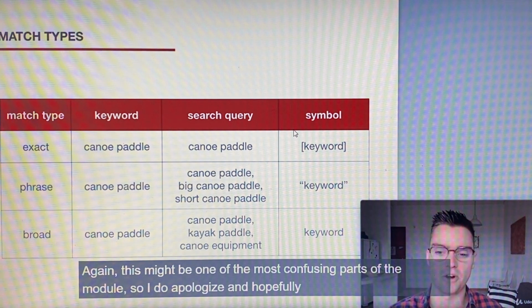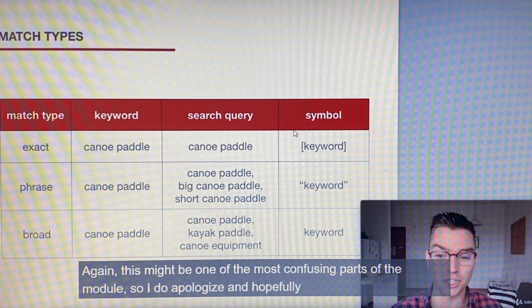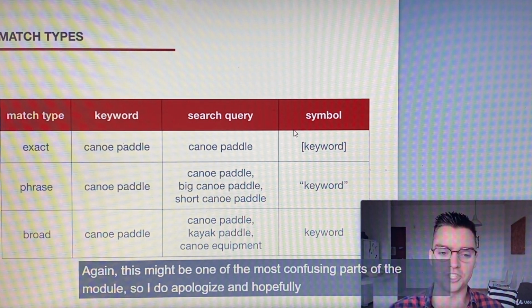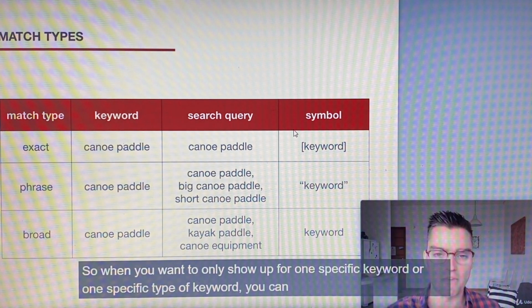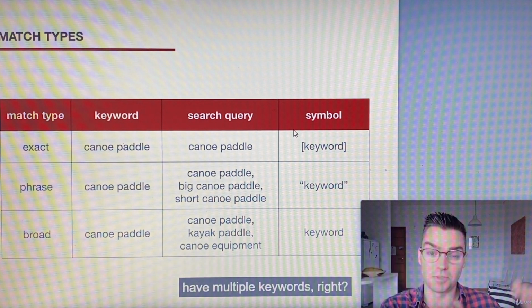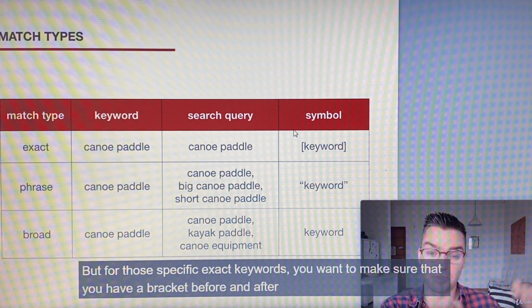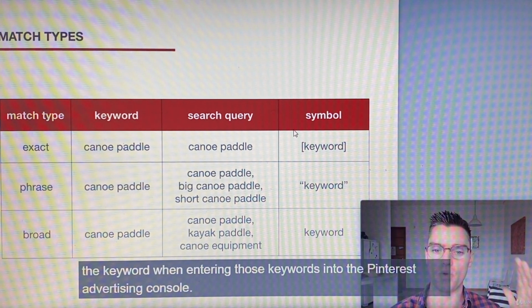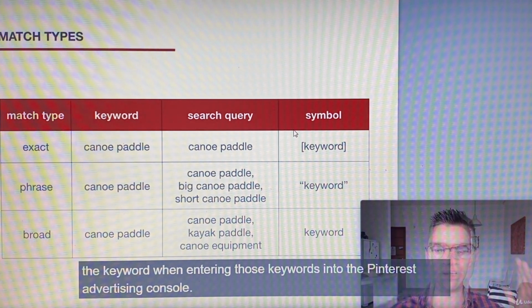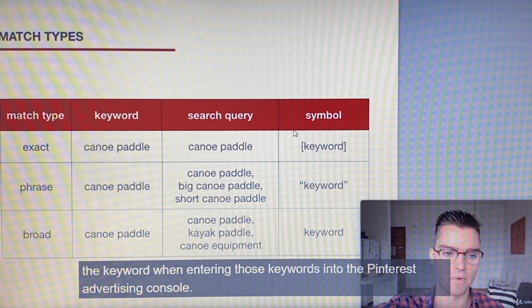Again, this might be one of the most confusing parts of the module, so I do apologize. Hopefully this makes sense, but we'll keep grinding through, and hopefully it will make a little more sense. So when you want to only show up for one specific keyword, you can have multiple keywords, but for those exact keywords, you want to make sure you have a bracket before and after the keyword when entering them into the Pinterest advertising console. Okay, so that's exact match.